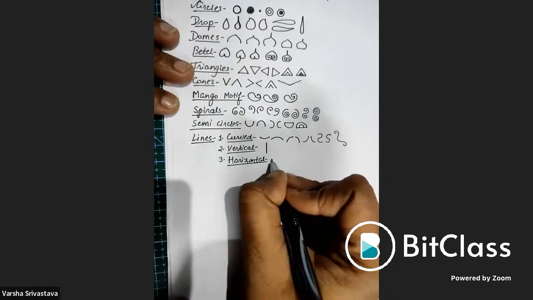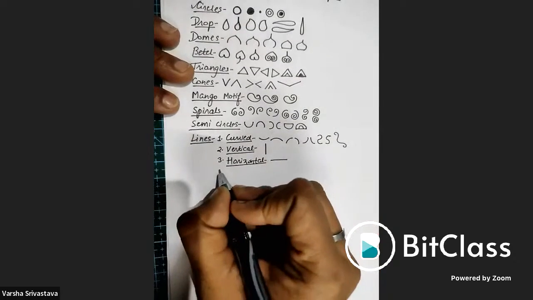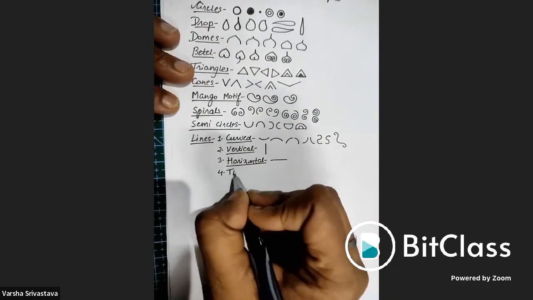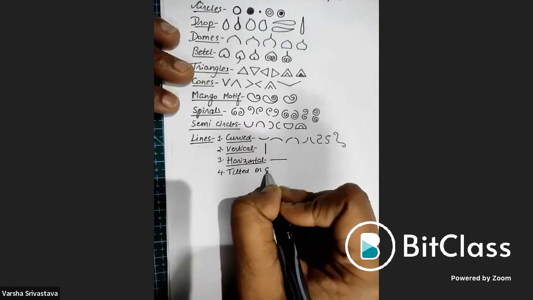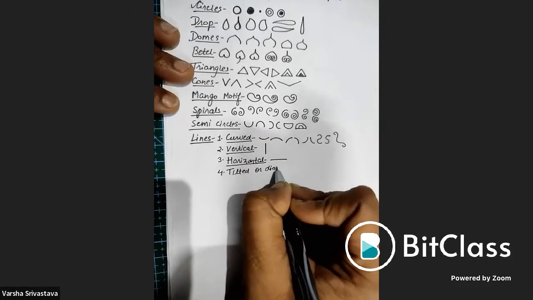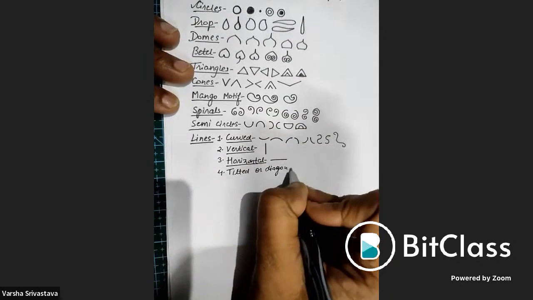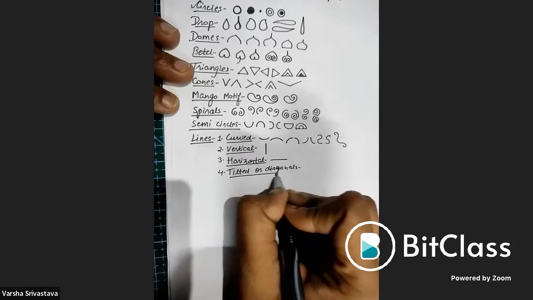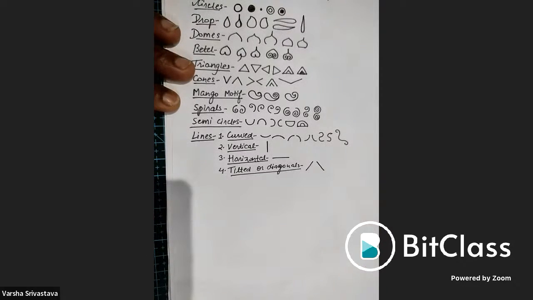Horizontal. And it's like this. Fourth, we have the tilted lines or diagonals. We also call them the slant lines. So it's tilted lines or diagonals. So it will be like this.